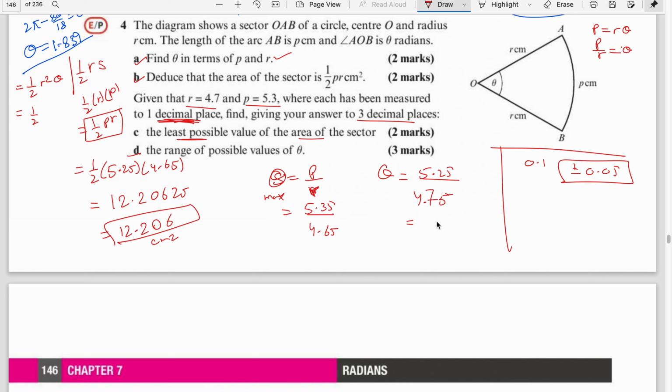So 5.35 divided by 4.65, to 3 decimal places, is 1.151, and 5.25 by 4.75 is 1.105. We can write 1.105 ≤ θ ≤ 1.151. That is the least and greatest values of θ.